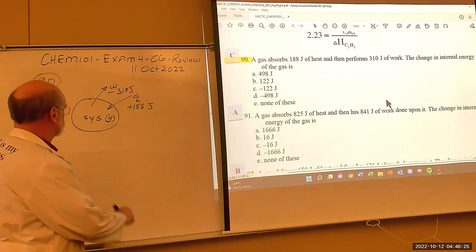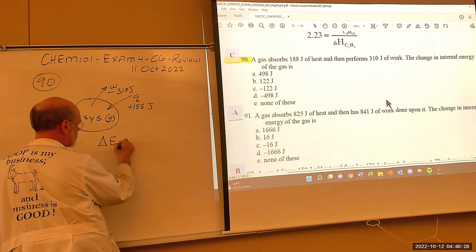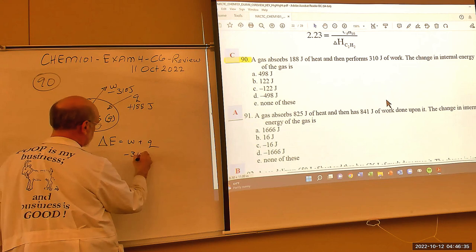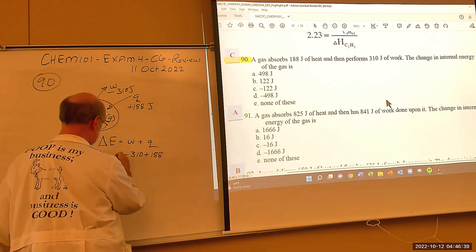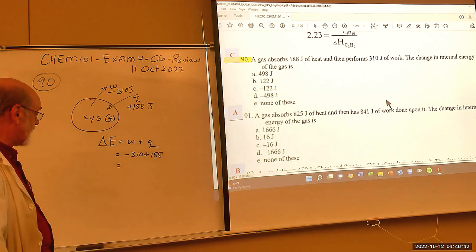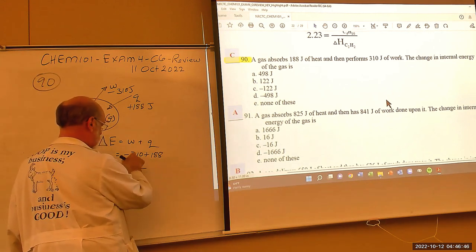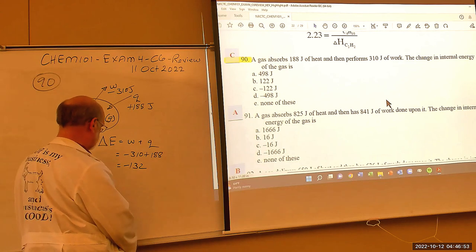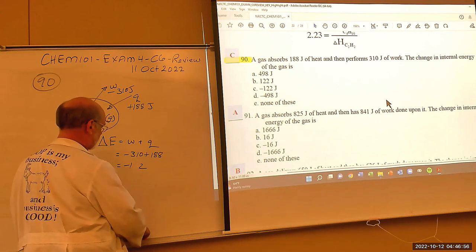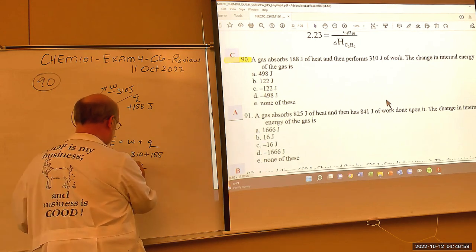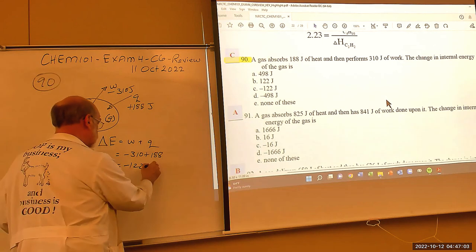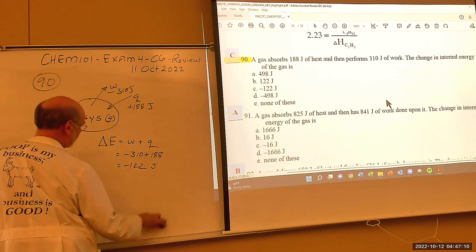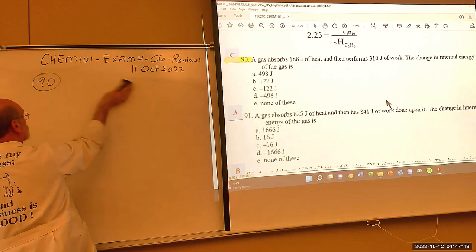The change in internal energy. So remember our formula. Change in internal energy equals work plus heat. So minus 310 plus 188. Should be a negative value. So let's see, that's negative 122 joules. There it is, right there. Sometimes it helps draw a picture.